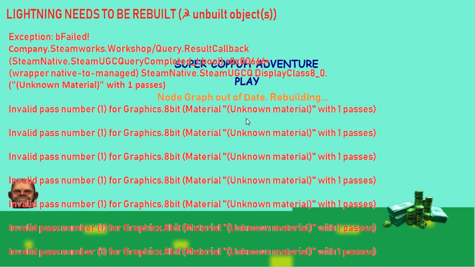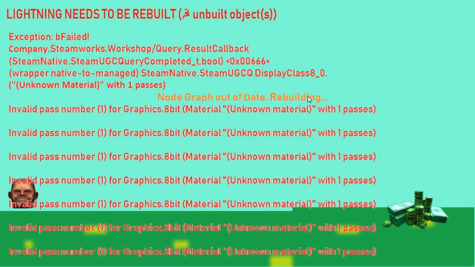Stop. Come on. Continue. Come on. Okay. Oh my god. This looks good. Wait, hang on. I see the play button. Fuck all this shit. No graph out of date, rebuilding. Anthony, as a programmer, does this all make sense to you? Yeah, sure. That looks legit. What are we looking at? Exception, failed, pass number graphics. I don't know. Well, Steam Native. I think that's a Steam UGCQ display class. I think that's a real library, but I don't know.